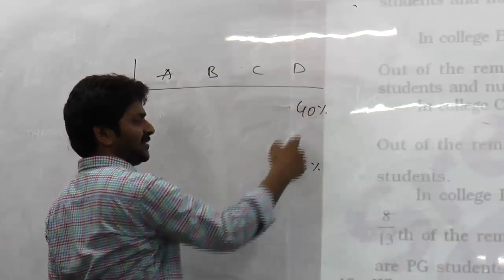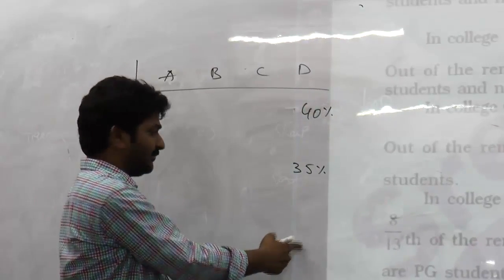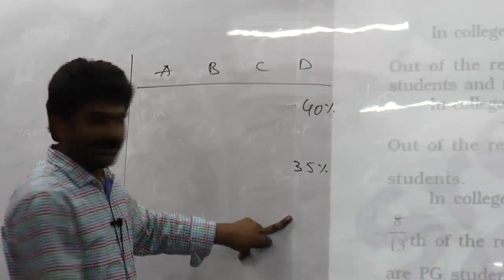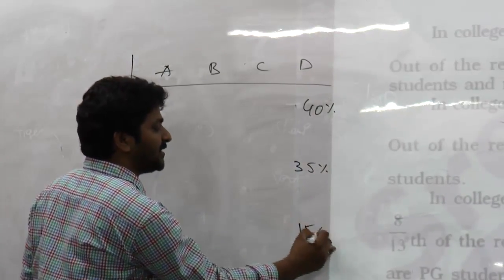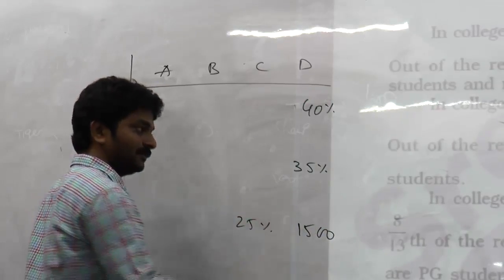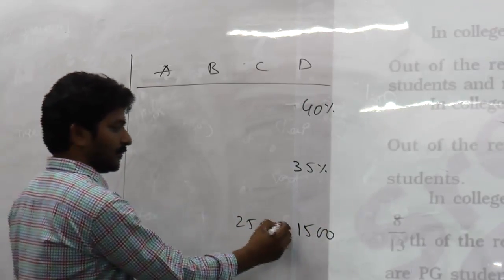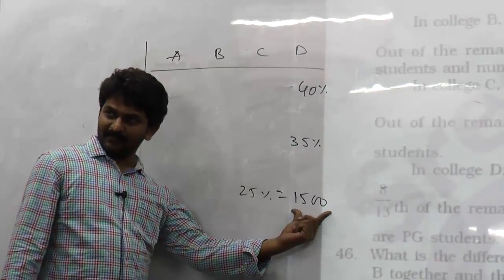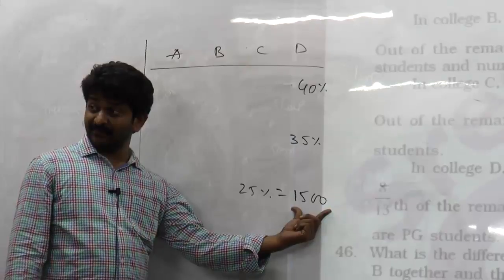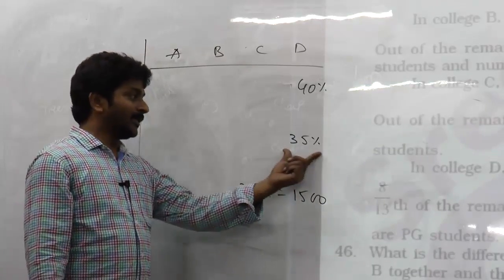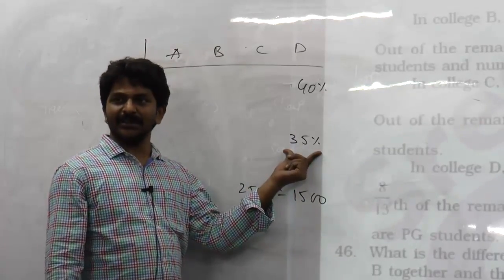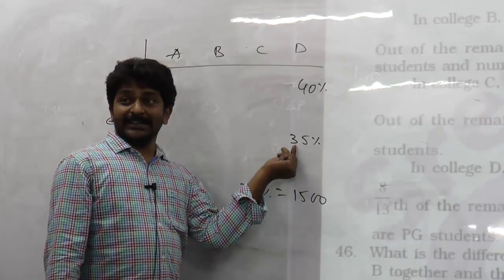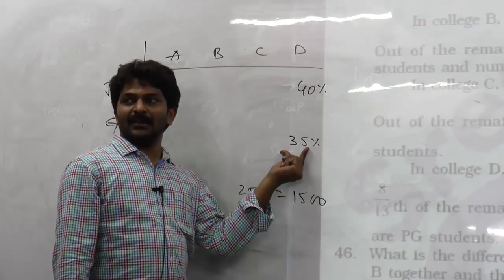So remaining is 25%, and it is given as 1500. So if 25% is 1500, 1% is 1500 divided by 25, which is 60. 35% into 60. Forget about 0. We can add 0 later. 35 into 6.